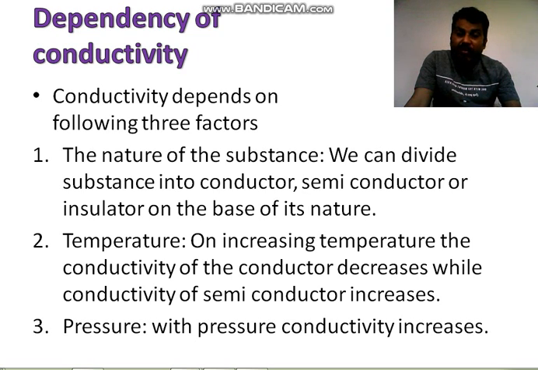Three points are there. The nature of the substance. On the basis of conductivity, we can divide substances into three parts: good conductors, semiconductors, or insulators. These are the bad conductors.